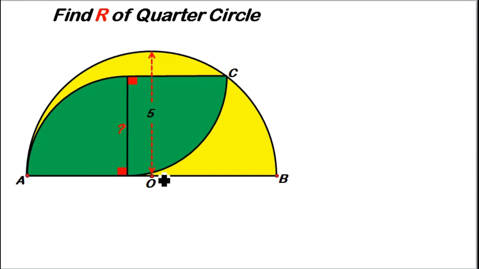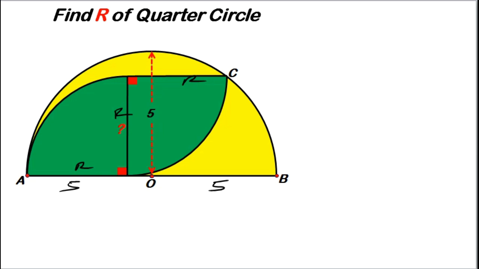here we've been given the radius of the semicircle is 5. Meaning from point O to B is also 5, from point O to A is also 5. Any line from the center to the circumference is the radius. So for us to get the radius of the quarter circle, remember this, the quarter circle, the radius is R. Meaning that will also be R.